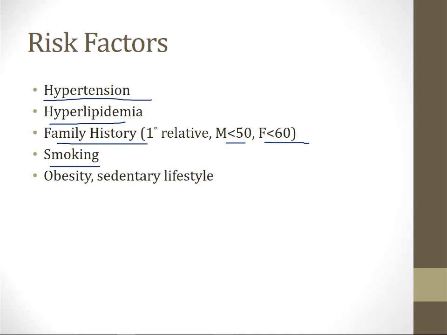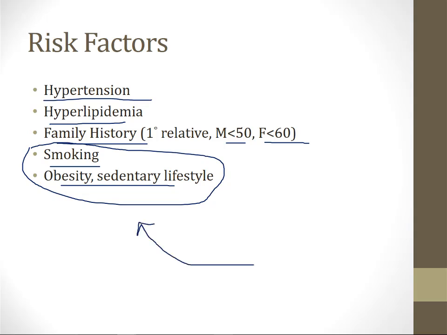Smoking is also a risk factor, so is obesity and sedentary lifestyle, and these last two are considered the modifiable risk factors. There's nothing you can do about your family history, but you can modify your risk of coronary disease by not smoking, getting exercise, and avoiding obesity.